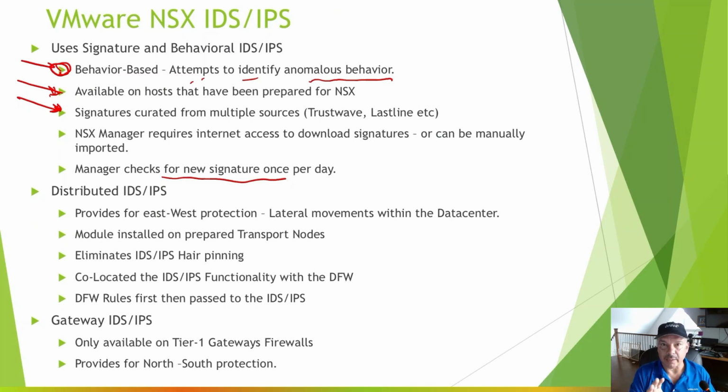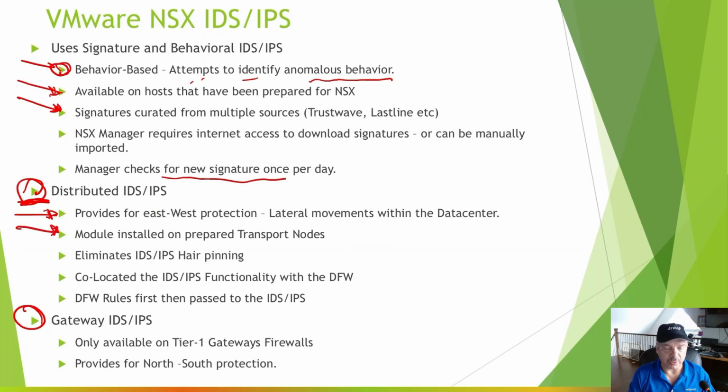Same kind of thing with the IDS IPS. We have the distributed IDS IPS, that's for east-west, lateral movements, and we have the gateway IDS, and that's for north-south. So when I talk about the distributed IDS, this is really for lateral type movements, east-west. And we'll talk more about that as well.